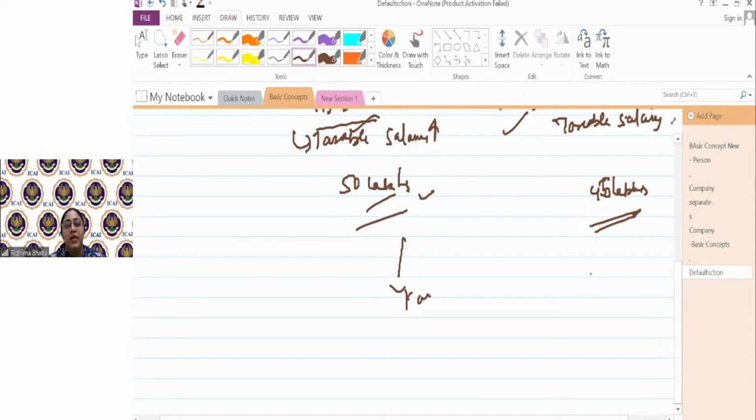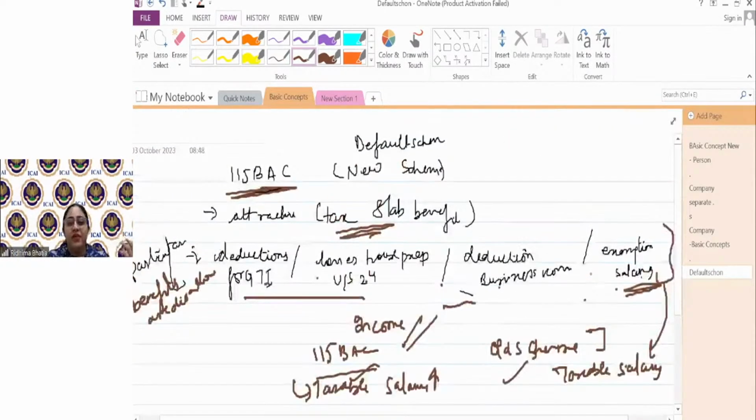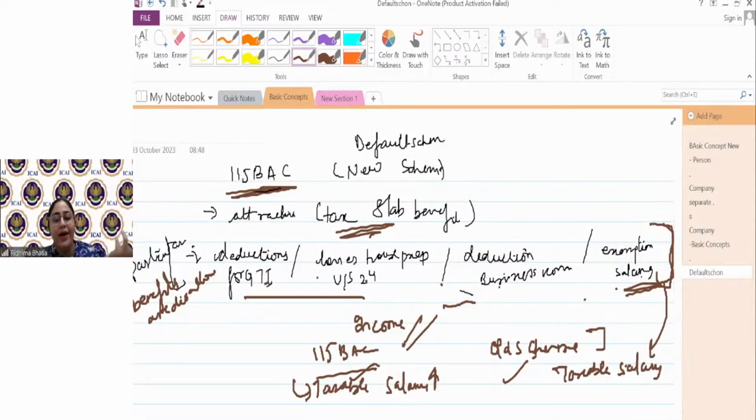The comparison would never be on the income. The comparison would be on tax. But tax is ultimately on income, and income is ultimately computed, but some benefits are taken away from you to compute the income. So again, I will say 115BAC is an attractive scheme. Why? Because it has many attractive slab rates, but it takes away certain benefits.